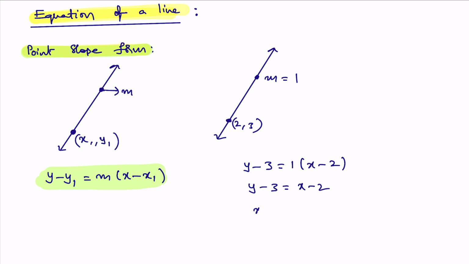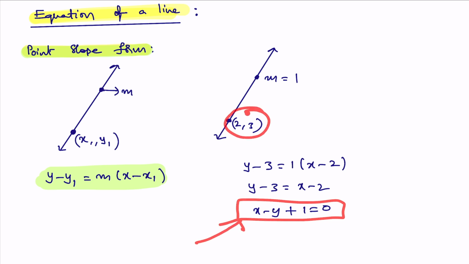Take the y term to that side: x minus y. Take minus 3 to the other side: minus 2 plus 3 is plus 1. X minus y plus 1 equal to 0. What is this? Line equation. It is a straight line which passes through the point x1, y1, that is 2, 3, and has slope 1.